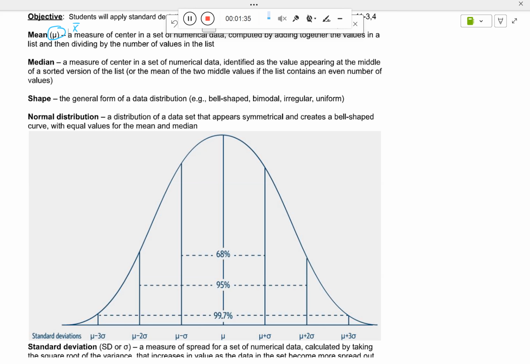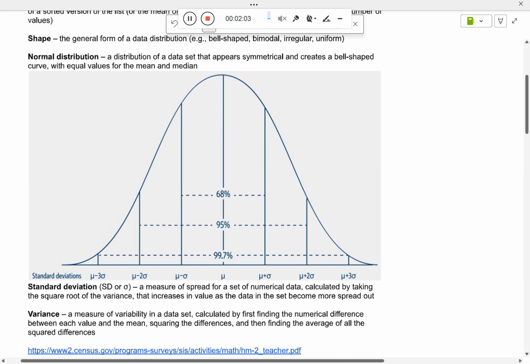So then we get to the normal distribution, which is what the standard deviation is being applied to. A normal distribution is a distribution of a data set that appears symmetrical and creates a bell-shaped curve with equal values for the mean and the median. So when we have this, it's not skewed one way or the other. Most of the values are peaking in the middle, and then it's dropping off on either side like you see in the shape of this curve overall. And the normal distribution is very interesting because it's predictably dividing out the data into certain percentages.